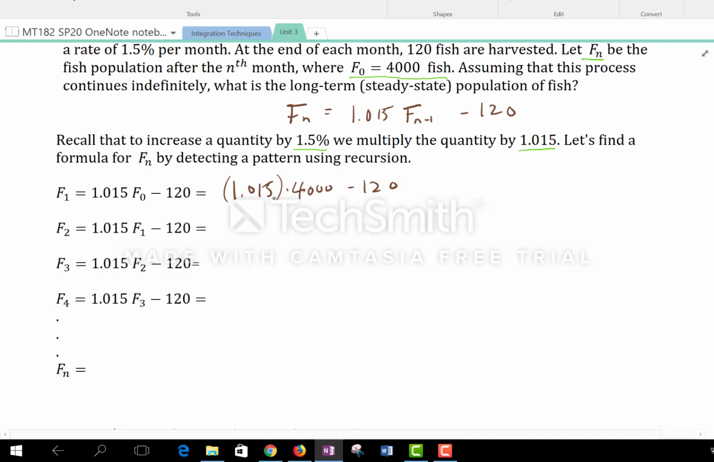Now, what we're going to do is we're going to take this expression here that we had from the previous amount, and we're going to substitute that in for F1. All right, so it's going to be 1.015 times the population of the previous months, which we just computed, minus 120. So now we're going to substitute that all in the parentheses from the previous step. So it's going to be 1.015 times 4,000 minus 120. Okay, so from here, what we're going to do is distribute this 1.015 to each one of the terms. There's 2 inside that parentheses there.